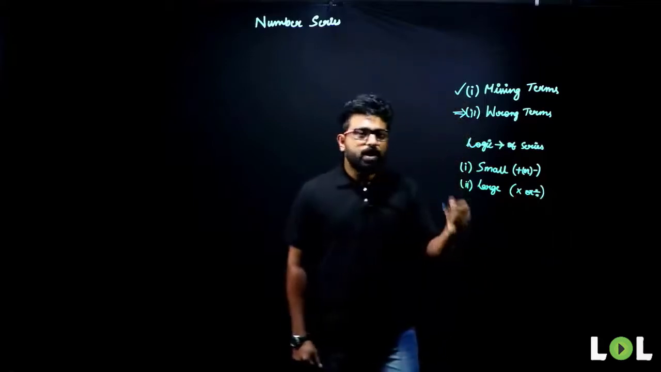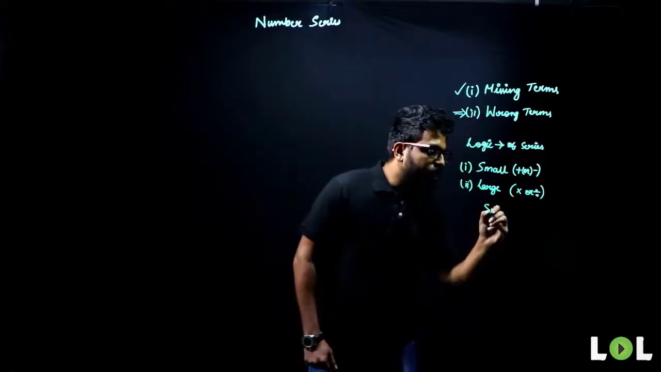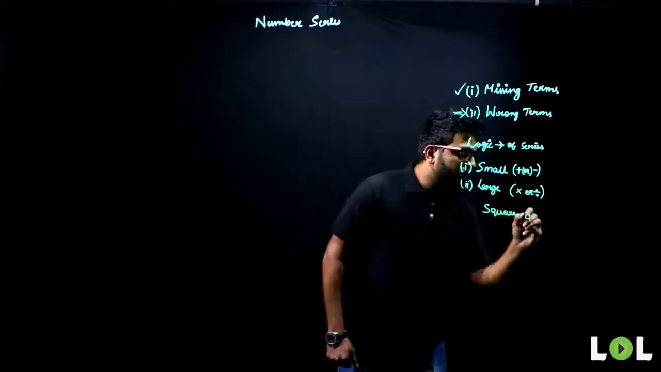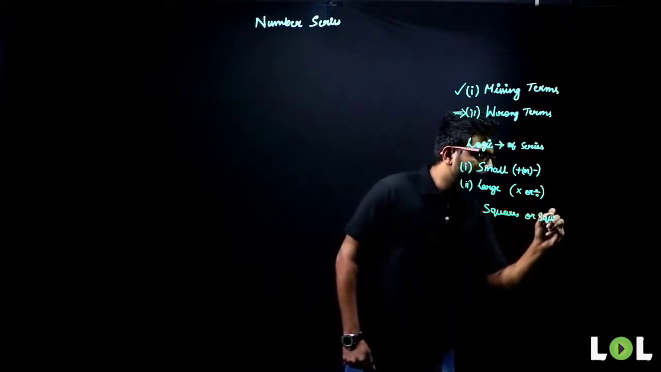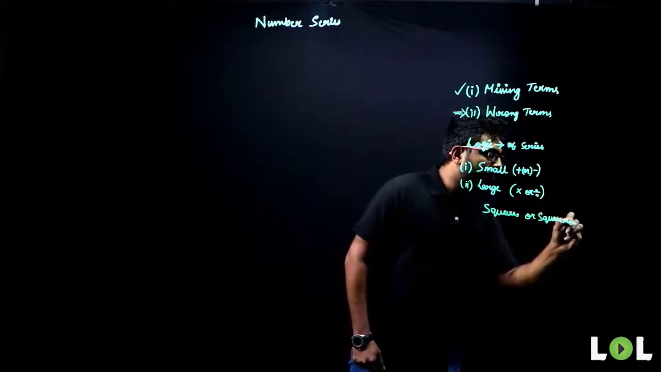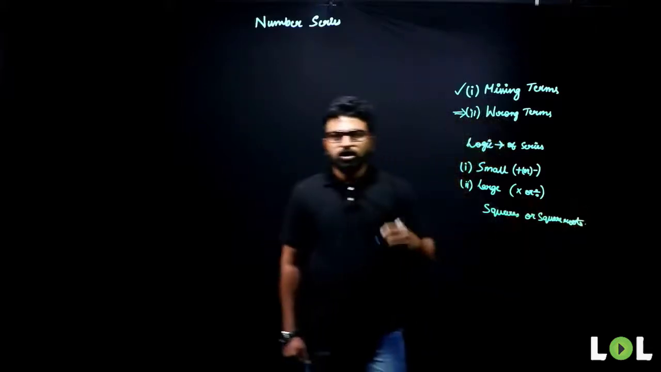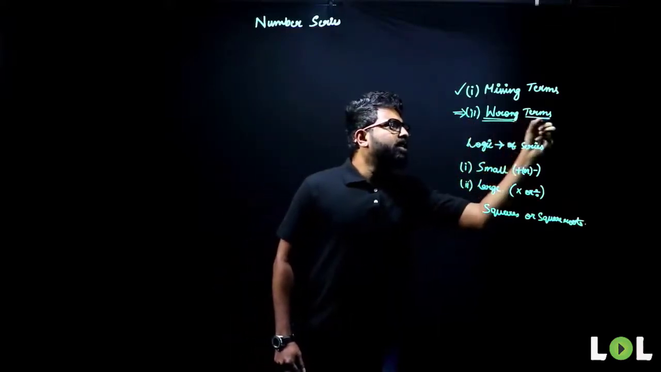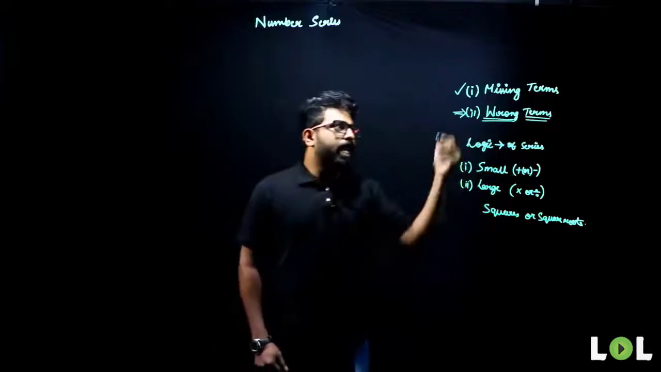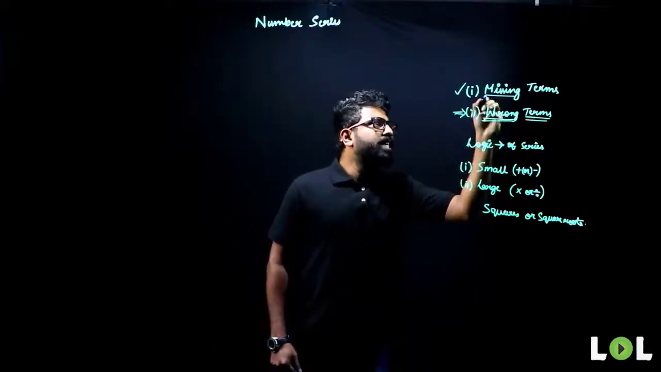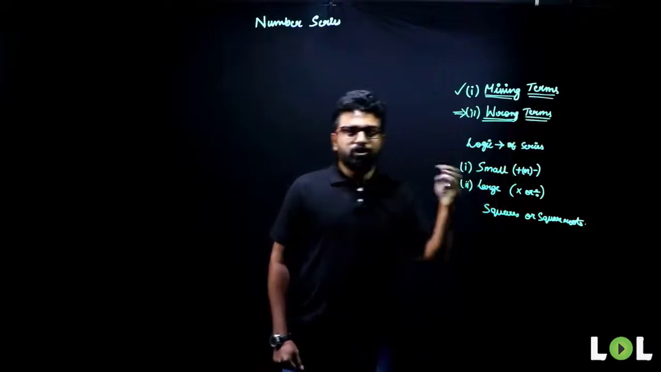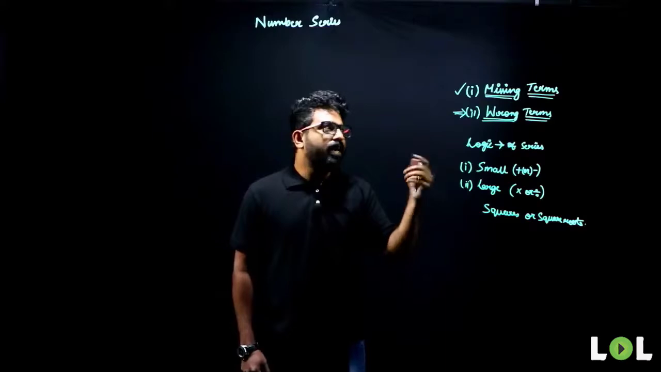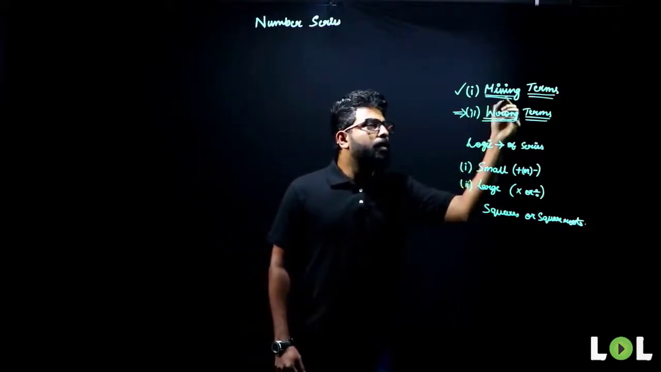We also saw how to find out if there are squares or square roots. So now, in wrong terms, what will be the question? Okay, let me have a quick recap. What was the question that could be asked in missing terms? They used to give a series. In that series, one of the terms used to be missing. And we had to find out which of the terms was missing.